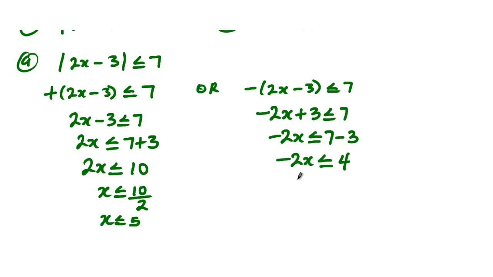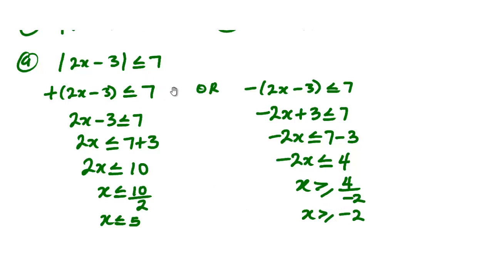Now, please note something. We are going to be dividing both sides by the coefficient of x, which is minus 2. So that implies that the inequality sign will change here. So x will now be greater than or equal to 4 over minus 2. So x is greater than or equal to minus 2.